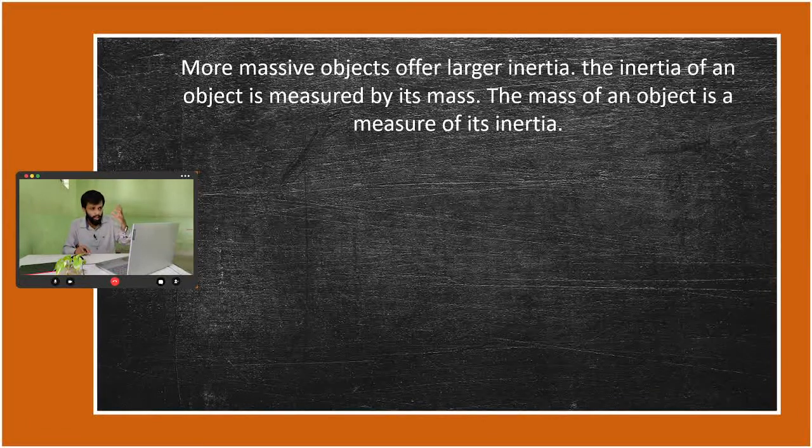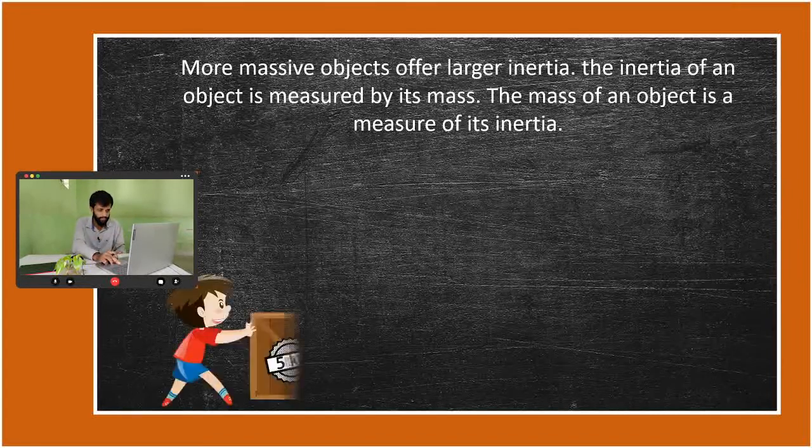More massive objects offer larger inertia. The inertia of an object is measured by its mass, and the mass of an object is measured by its inertia. So let's not complicate things with the entire statement. Let us understand with an example.